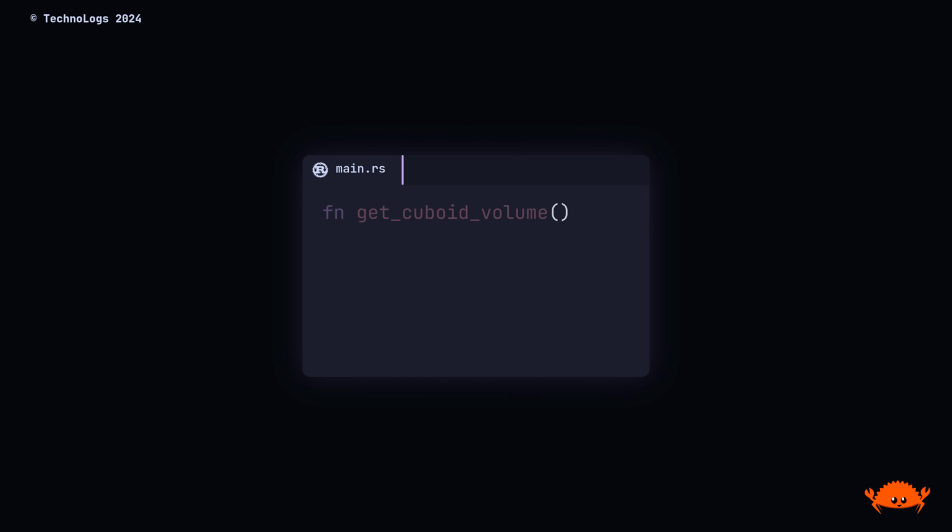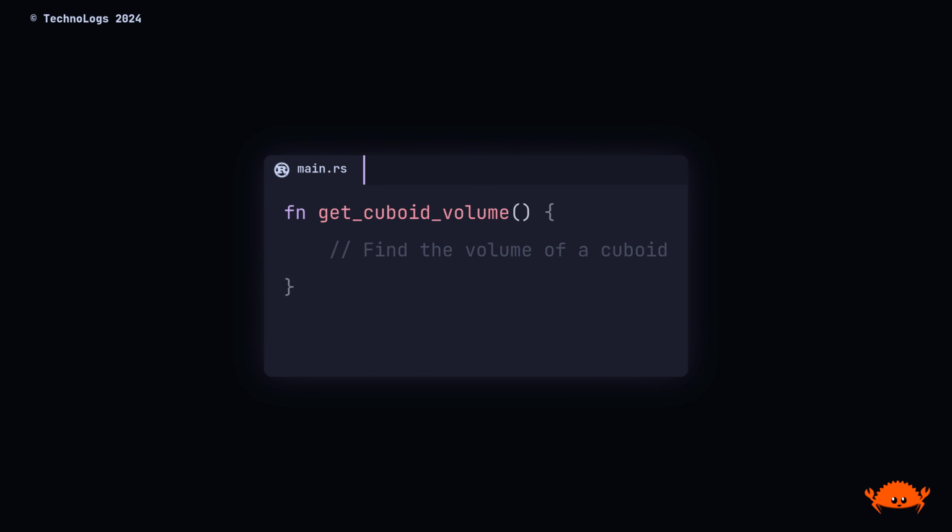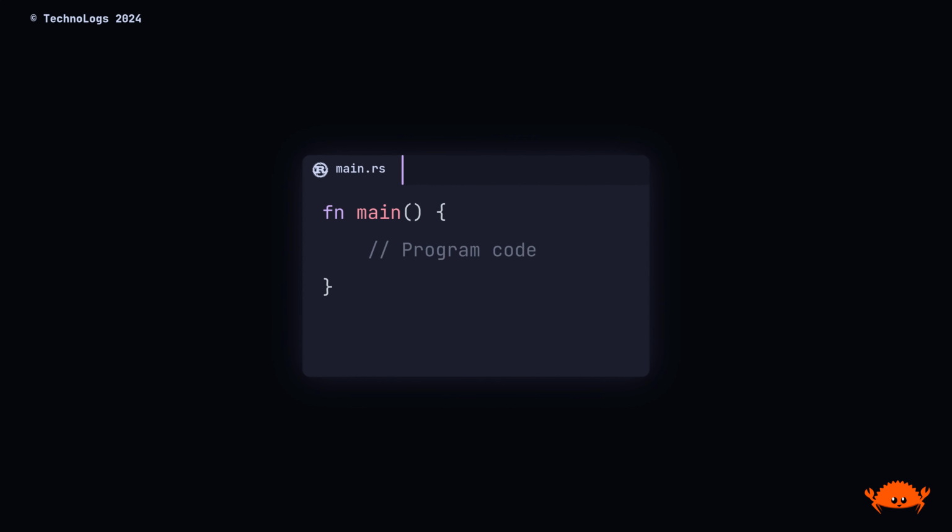Then, we also need to put a pair of curly braces. We will write the logic for our function inside these curly braces. This piece of code which defines the function name and its arguments is called a function signature. If you look closely, this code might look a bit familiar. That's because we created a main function in the first video. We know that the main function is the entry point of our program.